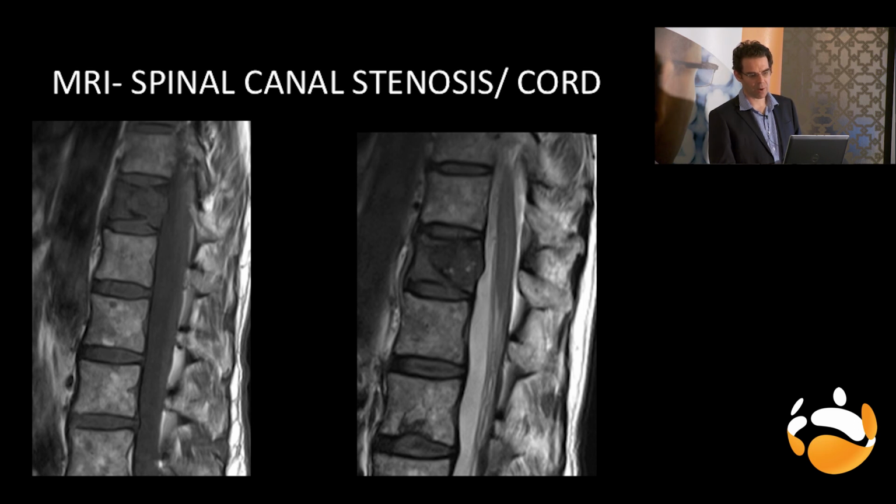On T2 weighted we can see the lesion as well, and we can see the relationship of the lesion to the cord, and there's CSF there. So this is not a critical scenario. We can see other cases where there'll be epidural tumour or a pathological fracture compressing on the cord, and that's more clinically urgent.